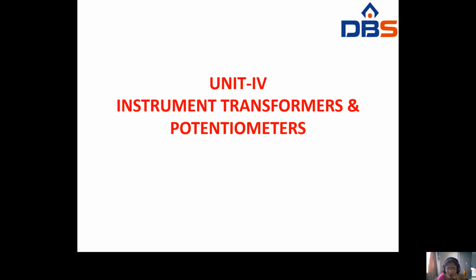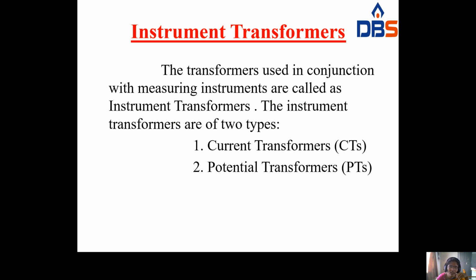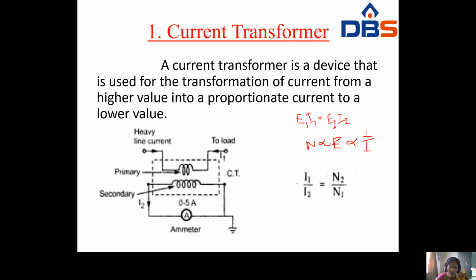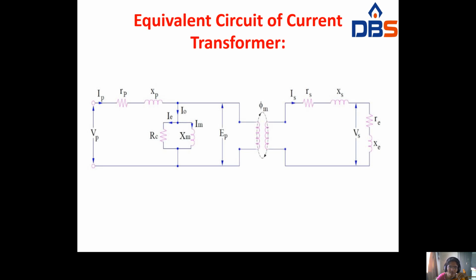Up to the previous class, we completed the instrument transformers. Instrument transformers are mainly of two types: current transformer and potential transformer. We have seen the working of the current transformer and the potential transformer. Now in this class we are discussing potentiometers. What is a potentiometer, and what are the types of potentiometers? Let us discuss.